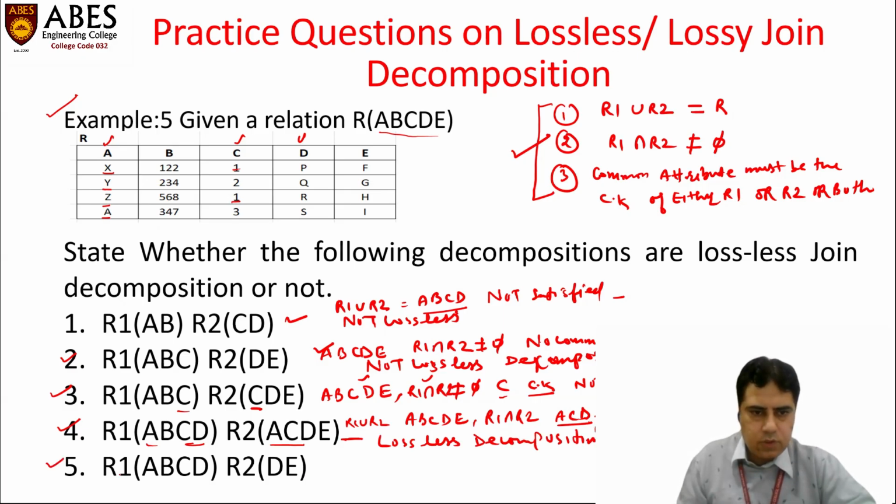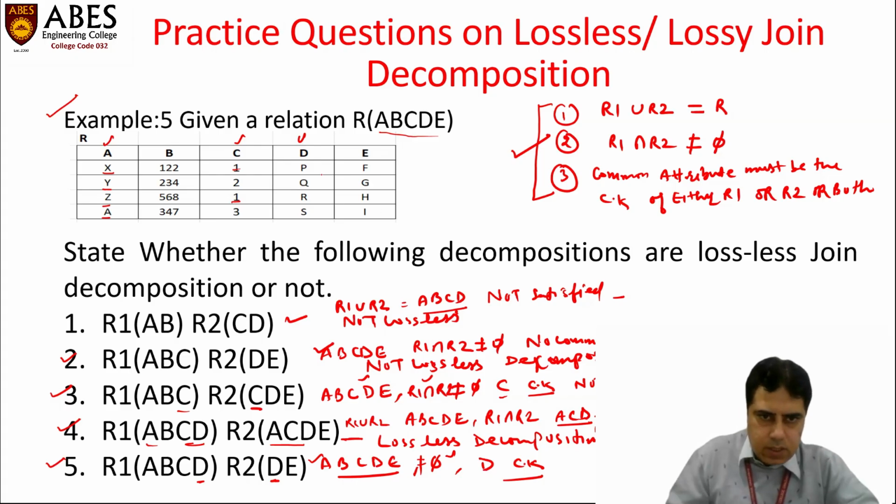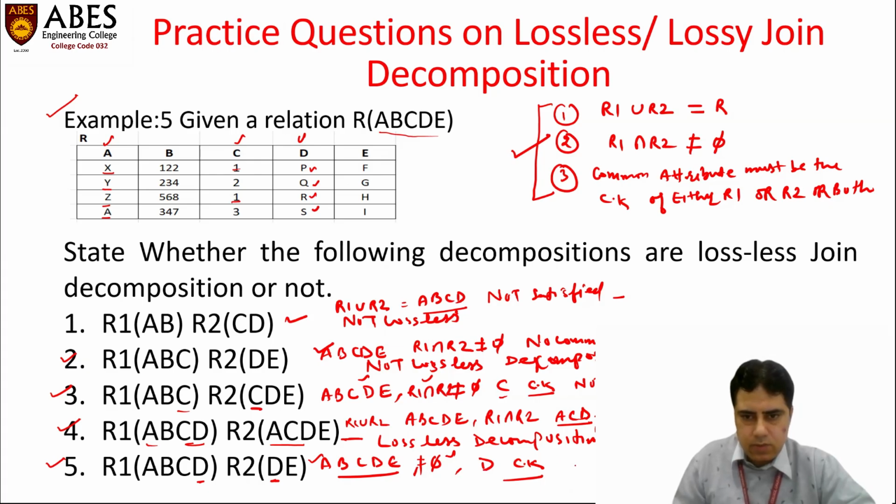Now check the fifth question, R1, R2. R1 union R2 is A, B, C, D, E. That is satisfied. Now condition 2, common attribute. The common attribute is D, so that is not equal to phi. So the second condition is also satisfied. Now D must be the candidate key. Check for D. D, B, P, Q, R, S. All the tuples are different. So we can say that D is the candidate key. So the given decomposition is a lossless decomposition.